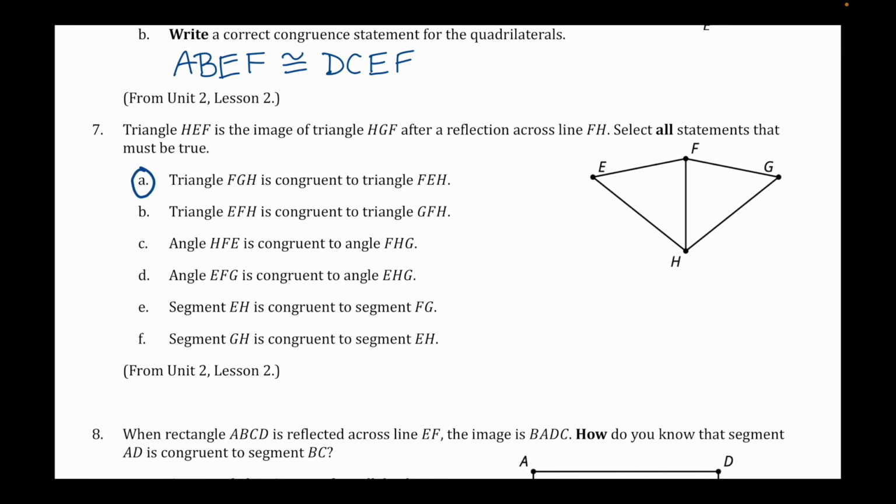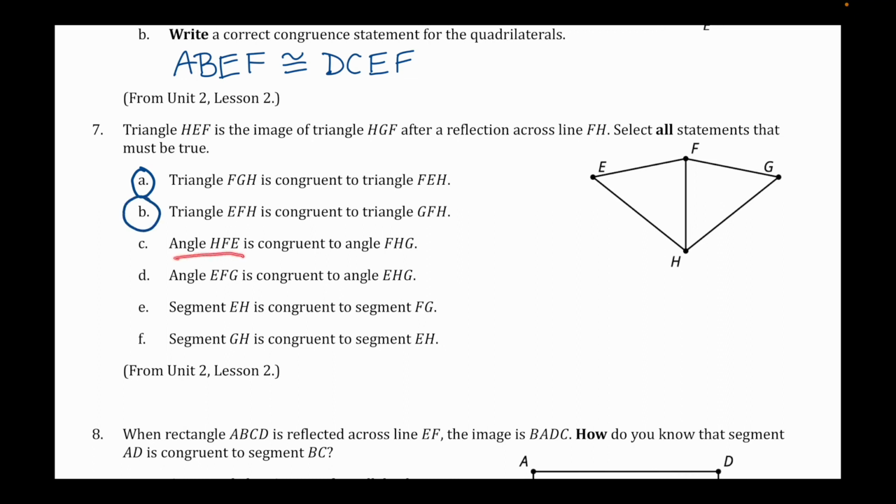Okay, so A is correct. If we have EFH congruent to GFH, let's try that one out. So EFH is congruent to GFH, and these are triangles, not angles necessarily. And yeah, with a reflection, yes, absolutely. So B is correct as well.